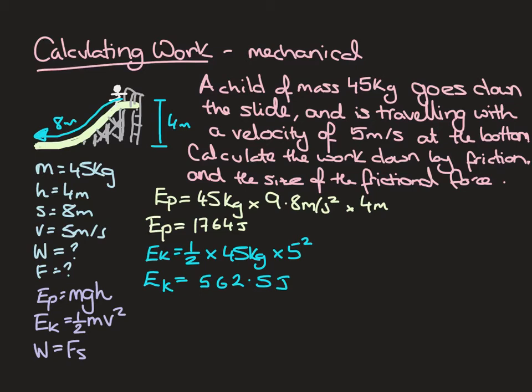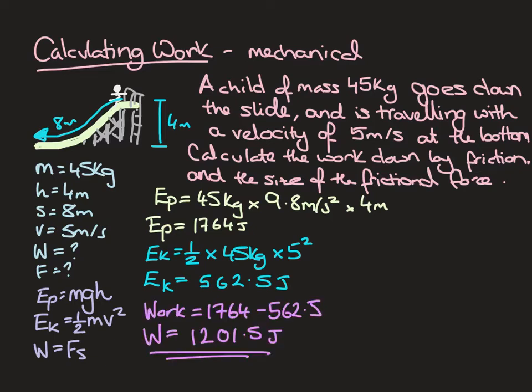Now you can see that these two are not the same, but we know that energy cannot be created or destroyed. So this missing energy that hasn't gone from the gravitational store into the kinetic store must have been the energy transferred by friction into the thermal store. So next job, work out how much energy that was. So here we go. I've done 1,764 joules minus 562.5 joules, and that gives me 1,201.5 joules. So this is the work done by friction, the energy transferred by the force of friction to the thermal stores.